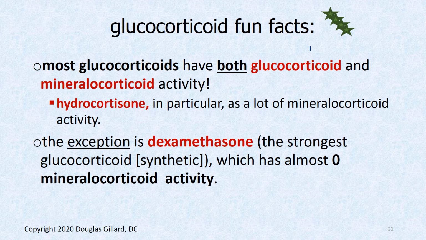Fun facts: glucocorticoids have both glucocorticoid and mineralocorticoid activity. Hydrocortisone in particular has a lot of mineralocorticoid activity. The powerful one, dexamethasone, has zero mineralocorticoid activity. So that would be terrible to give dexamethasone to someone who has primary adrenal insufficiency, because they need that mineralocorticoid activity to take the place of aldosterone.